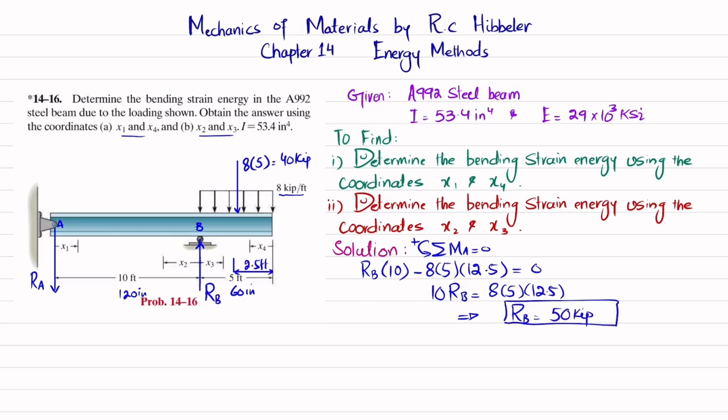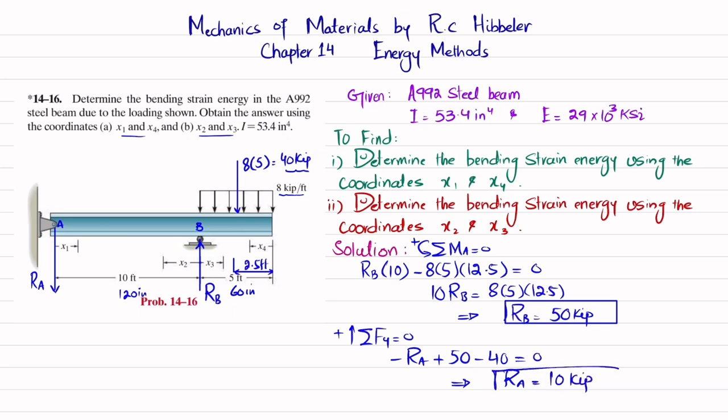Now that you have RB, you can apply another equation of equilibrium: the sum of all forces along the y direction must be equal to 0, with upward force taken as positive. So minus RA, which is downward, plus RB, which is upward and is 50 kips, minus the distributed load converted into a point load, minus 40, is equal to 0. From here we will get the reaction force at the support equal to 10 kips.